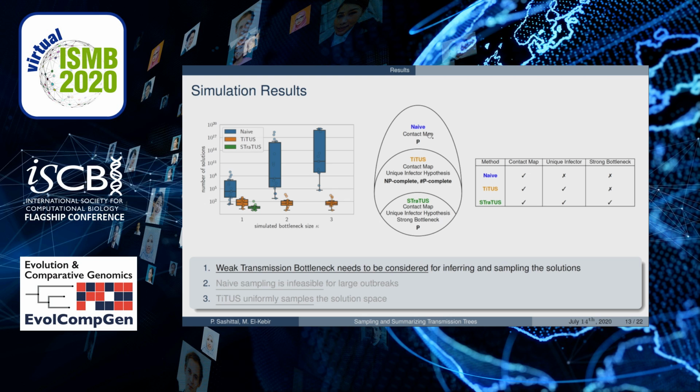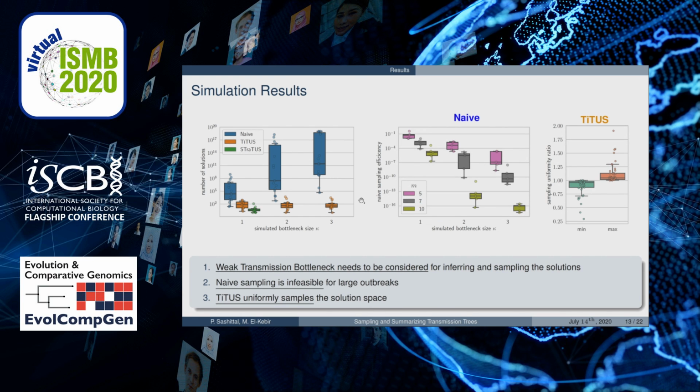It turns out that you can solve that problem and sample from the problem in polynomial time. And so this gives us an opportunity for a rejection-based sampling approach, where we sample from the outer solution set and we reject any sample that doesn't satisfy all the constraints of our solution set. But it turns out that doing this is infeasible for large outbreaks.